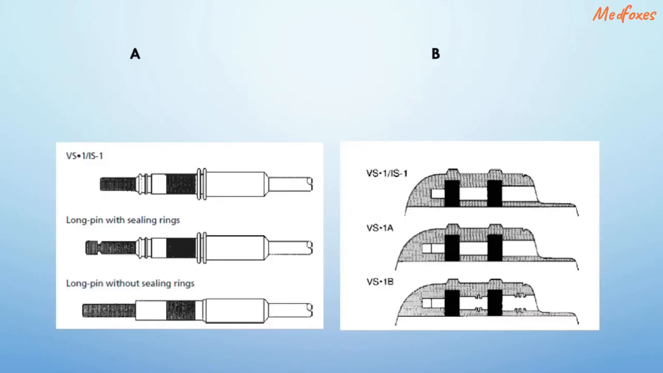You can see in this slide, picture A shows a variety of VS1 leads. The top diagram is the IS1 VS1 type, the middle diagram is a 3.2 millimeter connector with sealing rings referred to as Cardis type, and the bottom diagram is a 3.2 millimeter connector pin with sealing rings. Picture B shows available types of inline pulse generator headers.